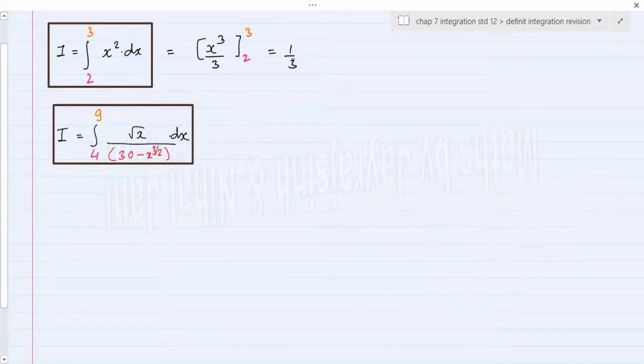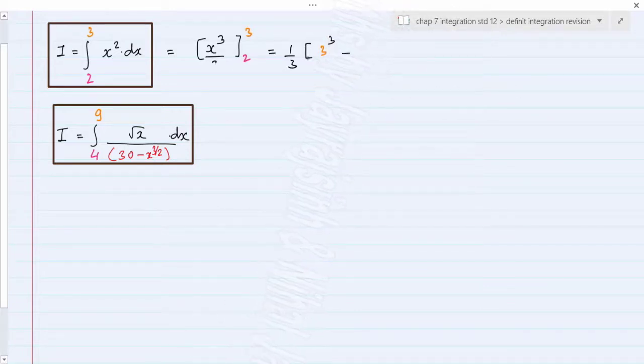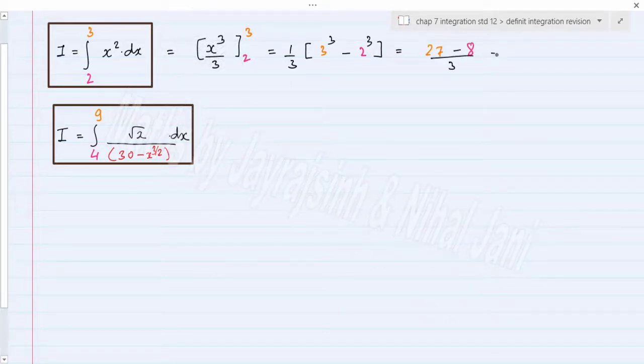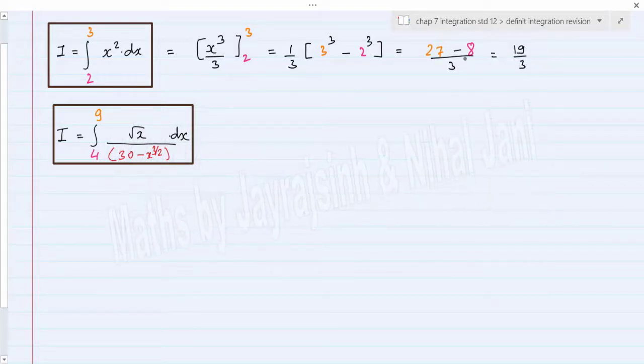So, this 1 by 3 will be as it is. Let's place upper limit, which is 3 cube, minus lower limit, which is 2 cube. 3 cube is 27, minus 2 cube is 8, whole divided by 3. 27 minus 8 by 3 will be 19 by 3, which is your final answer. Ta-da!